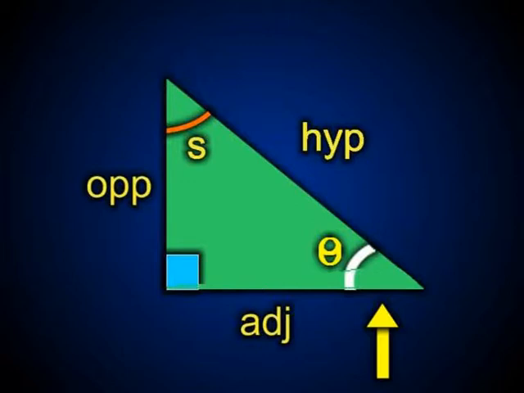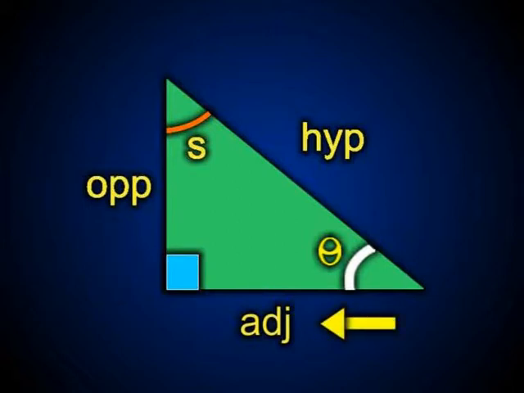The side that is opposite that angle is referred to as the opposite side, and the side that is next to that angle is referred to as the adjacent side. So in this triangle that we have now, of theta, the hypotenuse is always the hypotenuse of the right angled triangle, the opposite side is over here, and the adjacent side is over here.